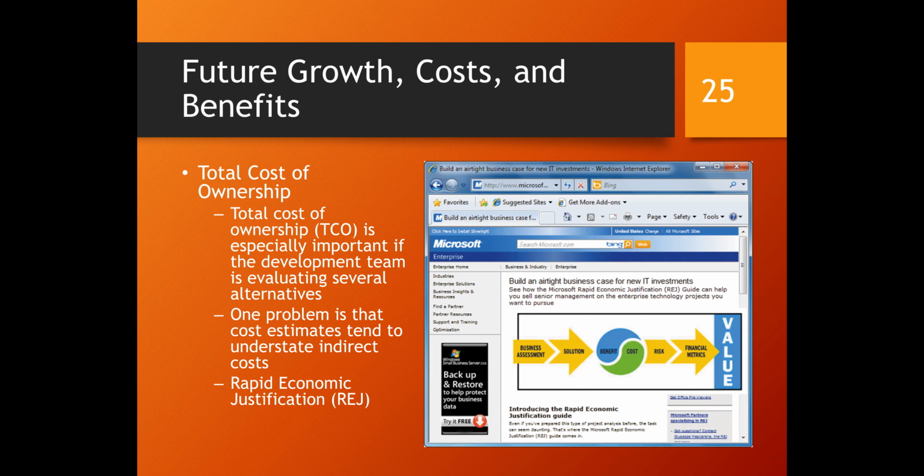This is the problem, นะครับ. When you have to think about the total cost of ownership, you must not overlook some factors or some costs, like the example of the mainframe computer that I told you. One problem for total cost of ownership is that cost estimates tend to understate indirect costs, like the maintenance cost, like that.